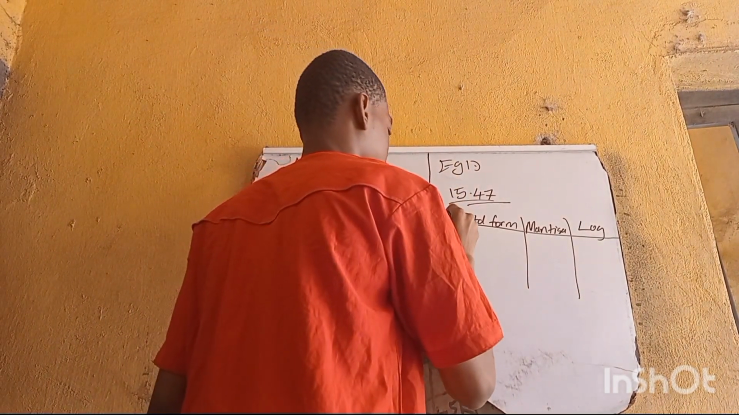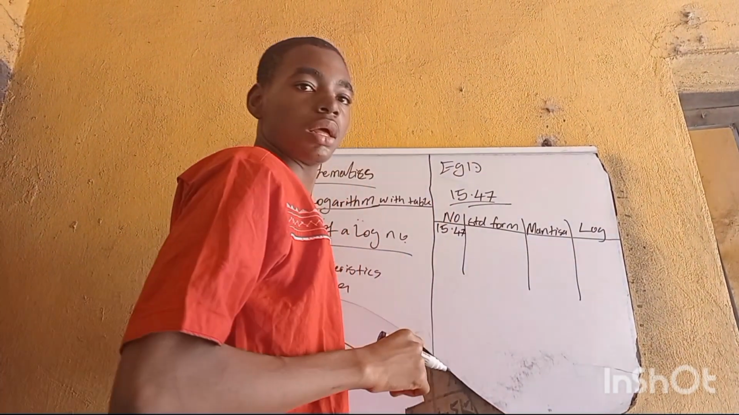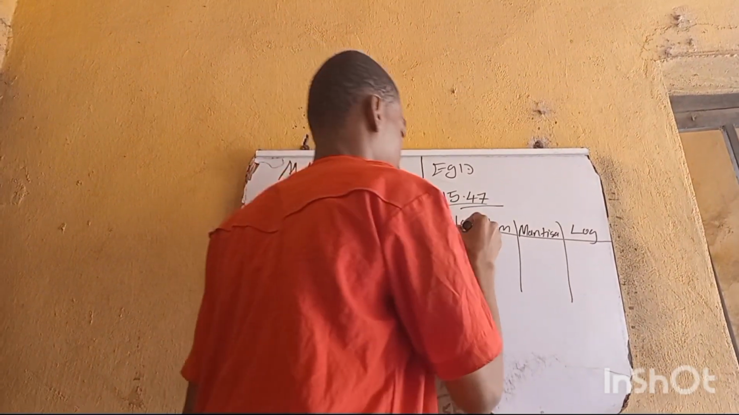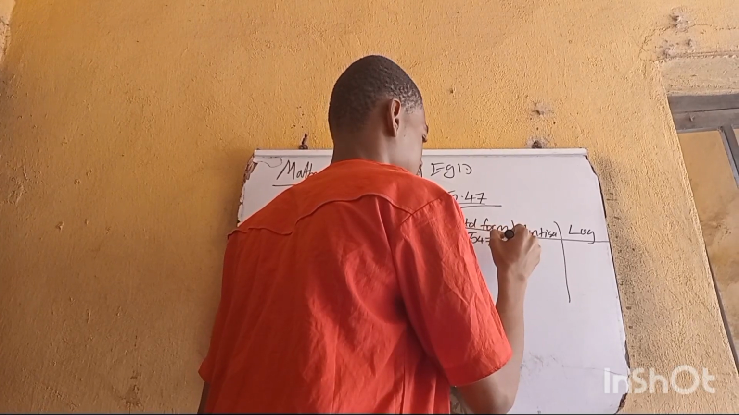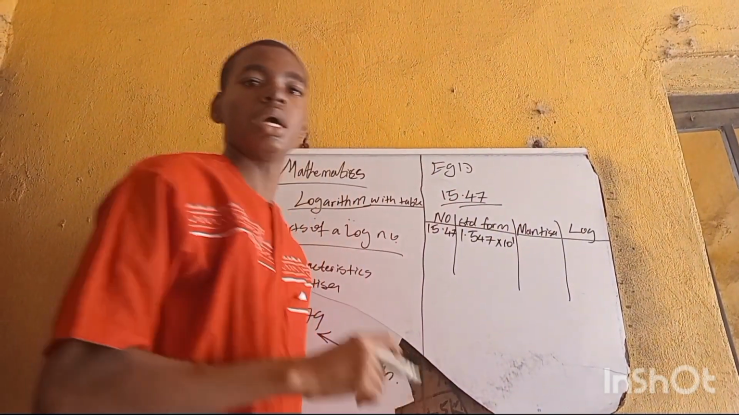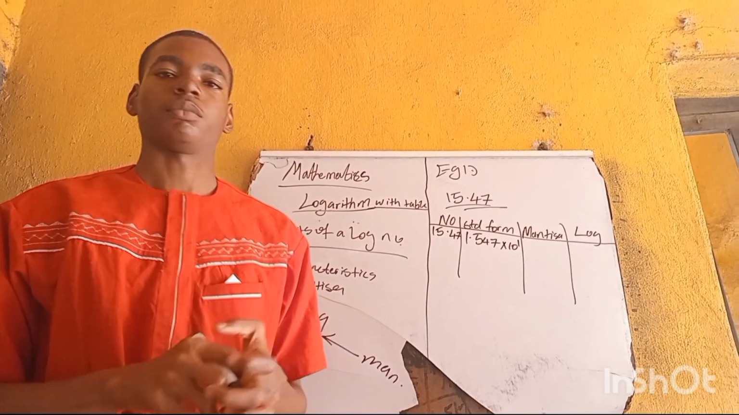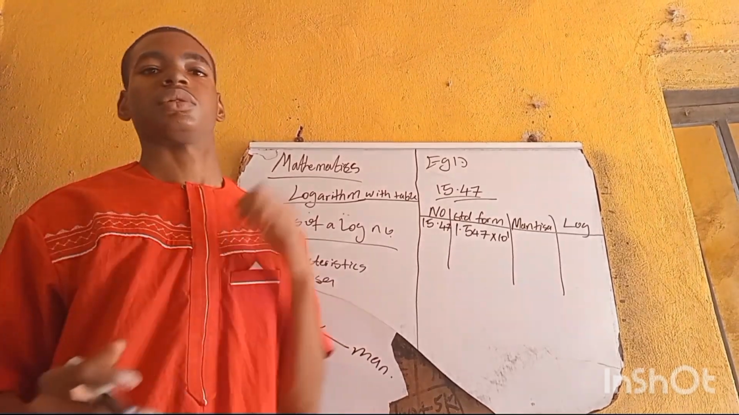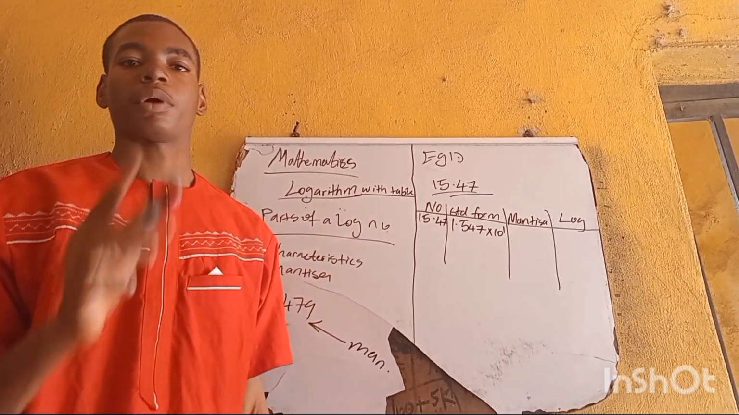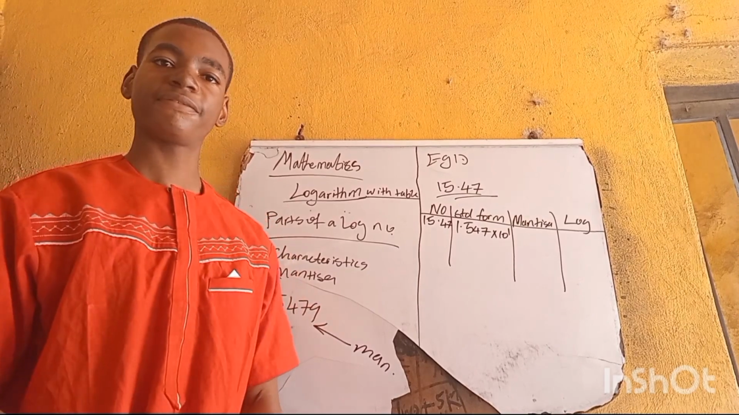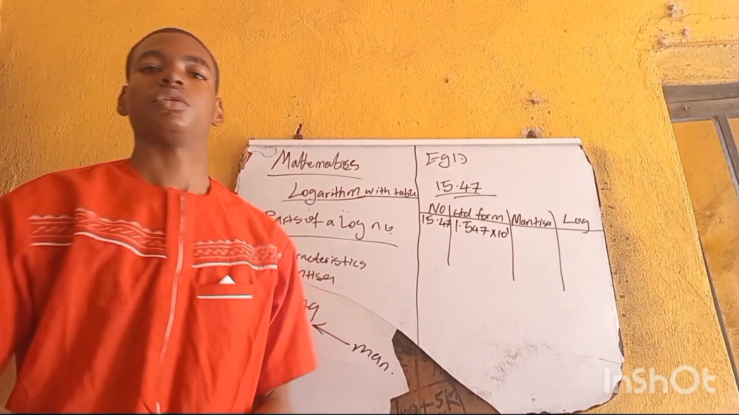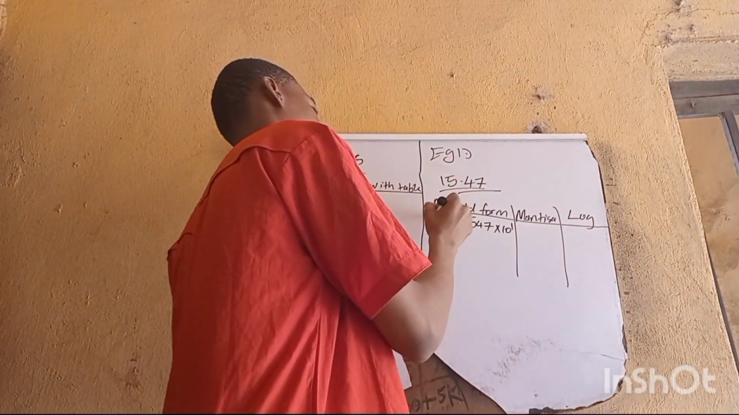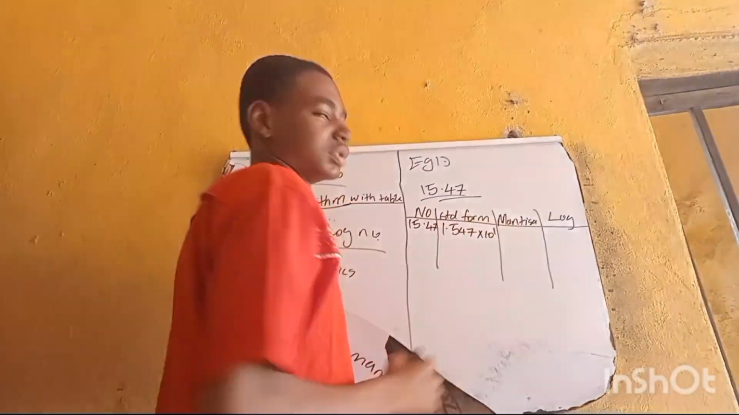We have 15.47. Now, the standard form of this number 15.47 is 1.547 times 10 to the power 1. If the decimal point of the number is moving to the left from where it is, the power is going to be positive. But if the decimal point is moving to the right, the power is going to be negative. So since the decimal point moved to the left, the power is positive, which is 1.